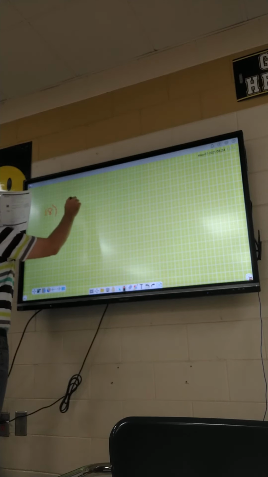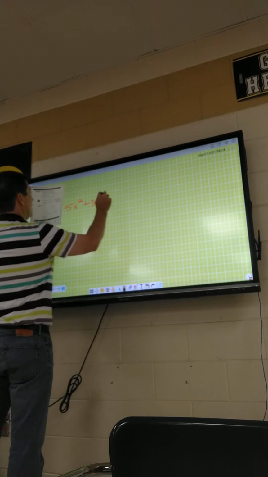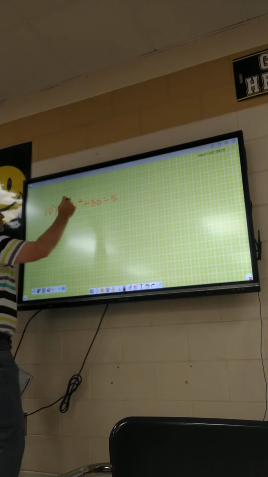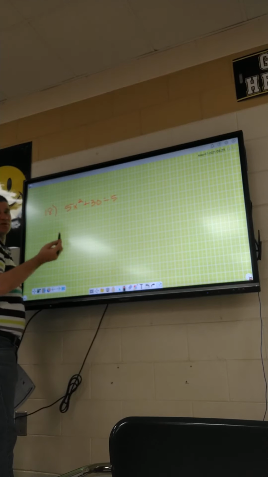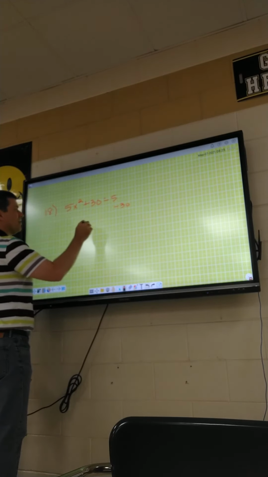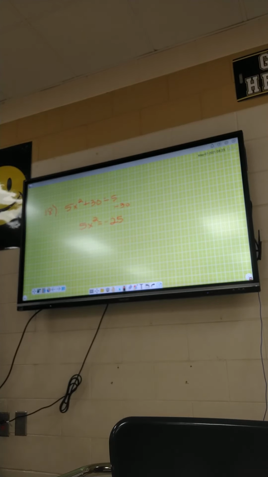18, I got 5x squared plus 30. You would move the 30 over. Yep, we just did something like this. This one's a little different. Sarah says move the 30 over first. So when you move it over, Sarah, what's that going to give me? Negative 25. 5x squared equals negative 25. All right, I agree. What's next?